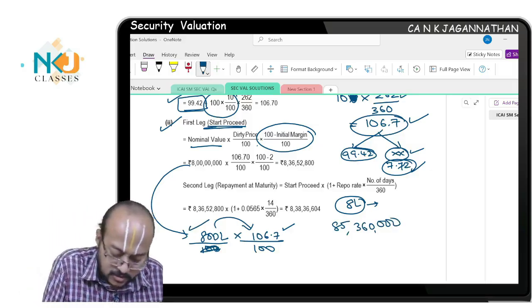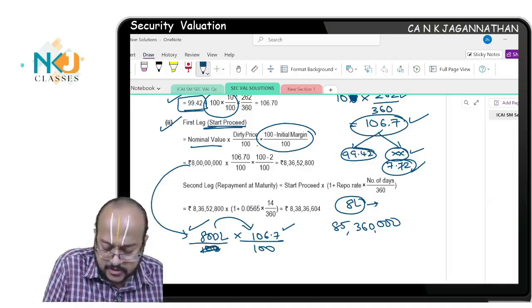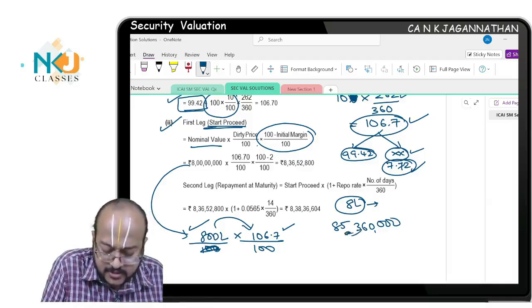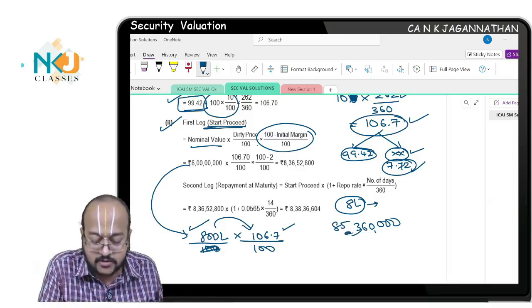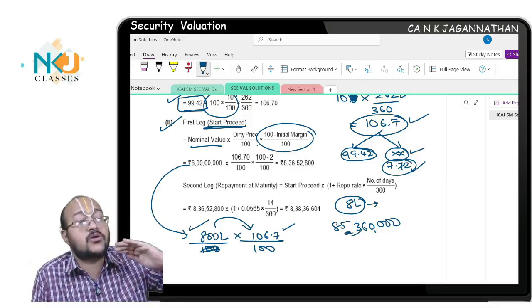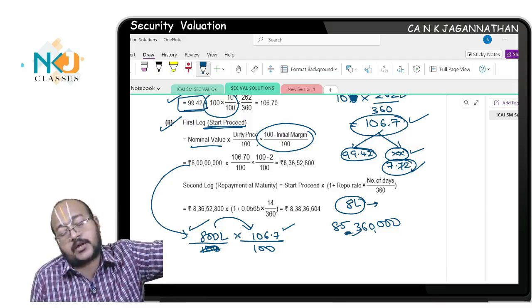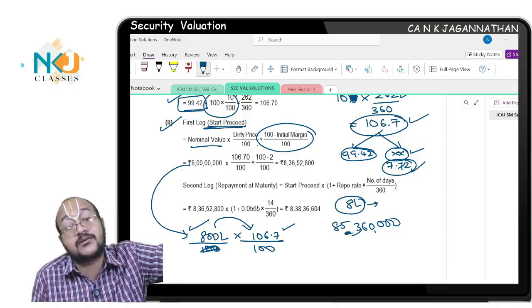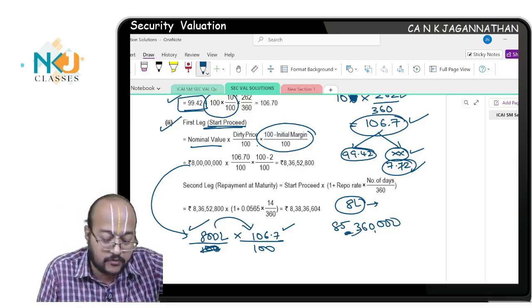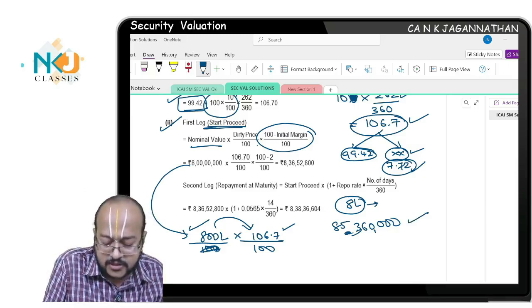853 lakh 60,000. That is 85 million 3 lakh 60,000. Initially 800 lakhs was there. This is on nominal par value, but for the issue price, the market trade, the bond will be trading at the dirty price, which we have already computed as 106.7. You apply that and you get 853.60.